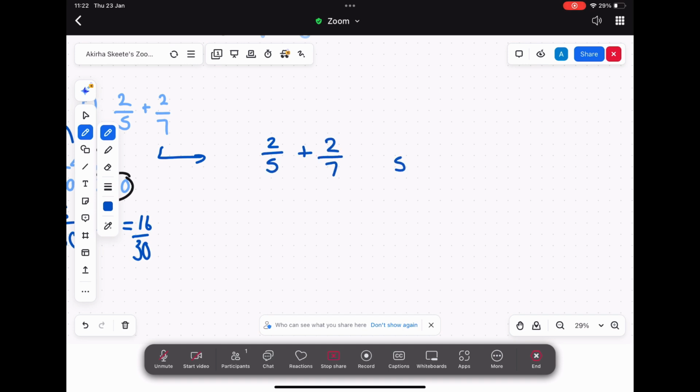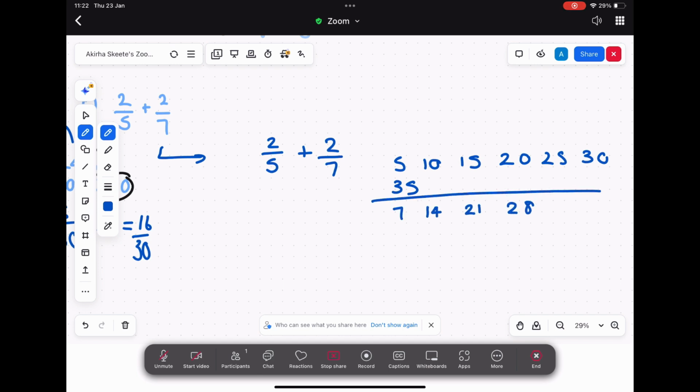2/5 plus 2/7. So we write down our 5 times table, we keep going until we think we've got a number that will match in the 7 times table. Okay, so we've got 7, 14, 21, 28, and 35. And we can see that 35 appears in both, so that's the number we want. You can pick a bigger number, like 350, but it might make timesing the top numbers a little tricky later on.